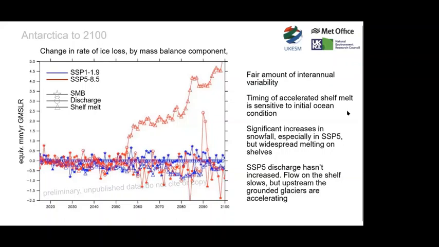The dominant signal here is the emergence of widespread shelf melt in SSP5. This first hits the Ross shelf, but then does later go into function already by the end of the century. On the timescale here, we don't see a big increase in discharge of the flowing ice. There's a lot of variability here, but the melting of the shelves isn't massively fluxing ice off the continent.